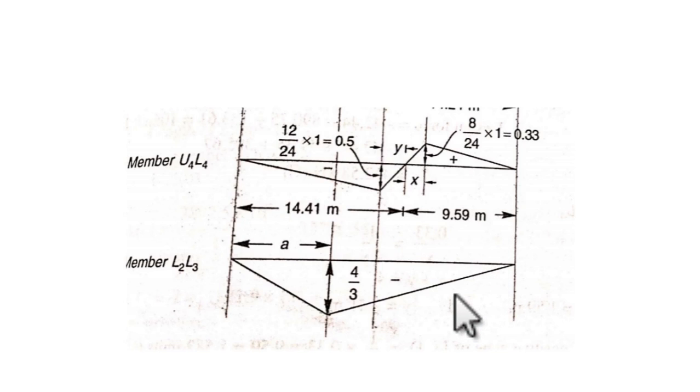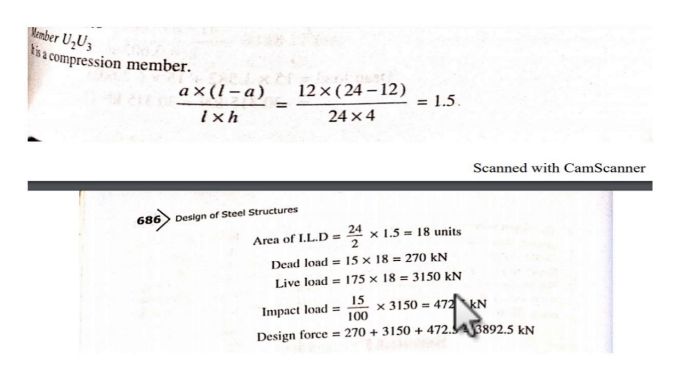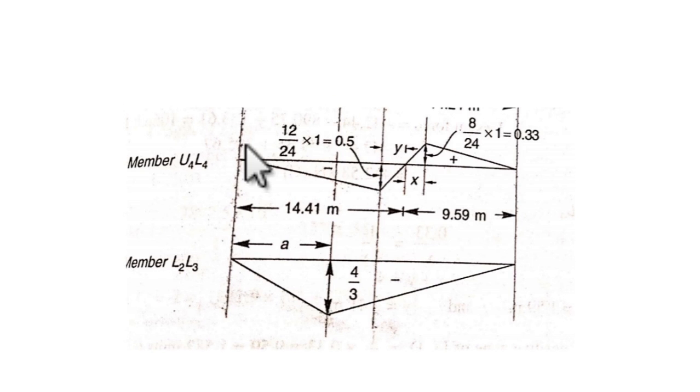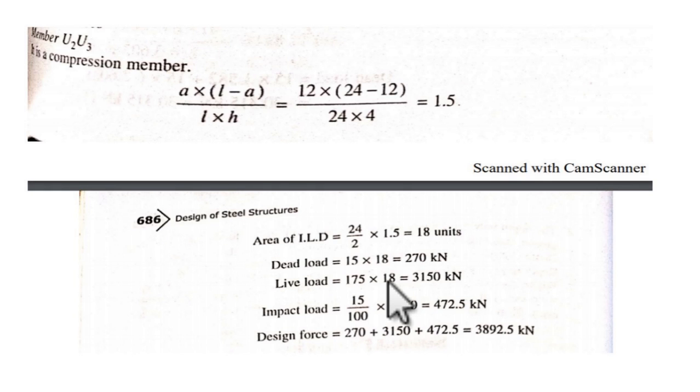Again, for the member L2 L3, which is a bottom chord member, you find the ordinate using this formula. This is A and this is L minus H. You will have this value as 4 by 3. So now, what is the area of the ILD?